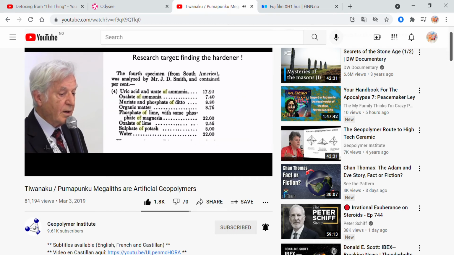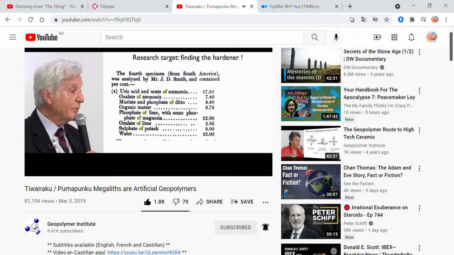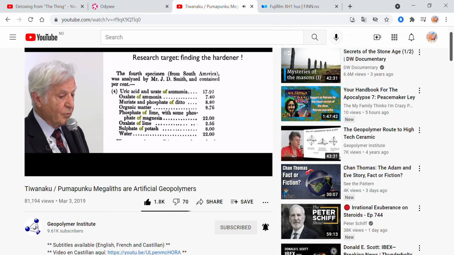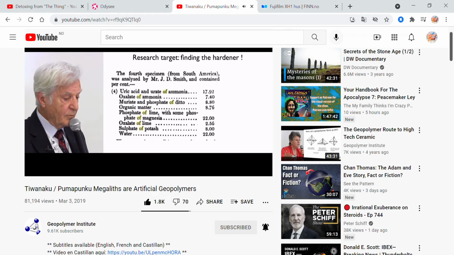Research target, finding the hardener. This is the analysis that was carried out 150 years ago on specimens of Peruvian guano. So we find uric acid, oxalate of ammonia, muriate, this is chlorine, calcium chloride, phosphate organic matter, phosphate of lime, calcium phosphate, with some phosphate of magnesia, calcium oxalates, oxalate of lime, and water.